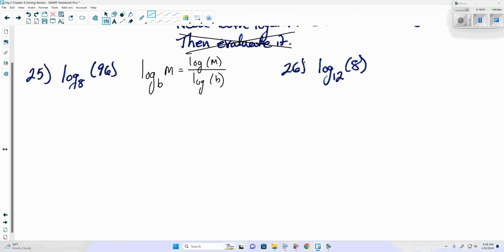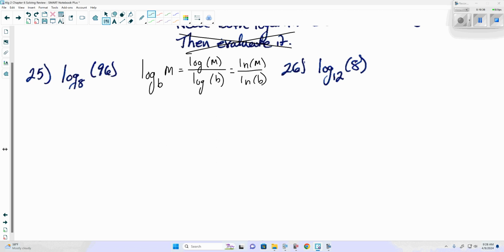Now the question is, why does this make a difference? Well, in the 30xs, I could not type in log base 8 of 96 because it doesn't have that property. But with this change of base, I have now changed it to base 10. I can plug that into the yellow calculator. This is also the same as the natural log of m over the natural log of b.